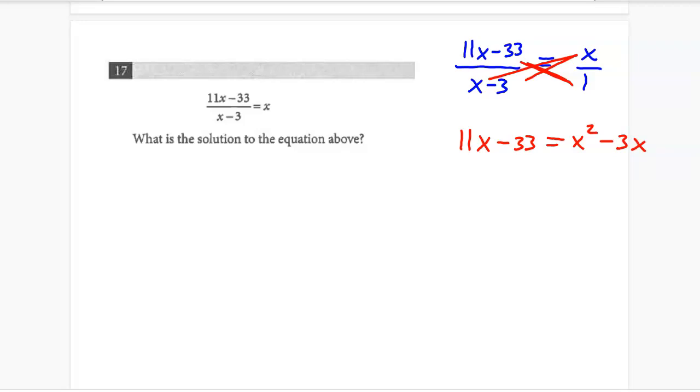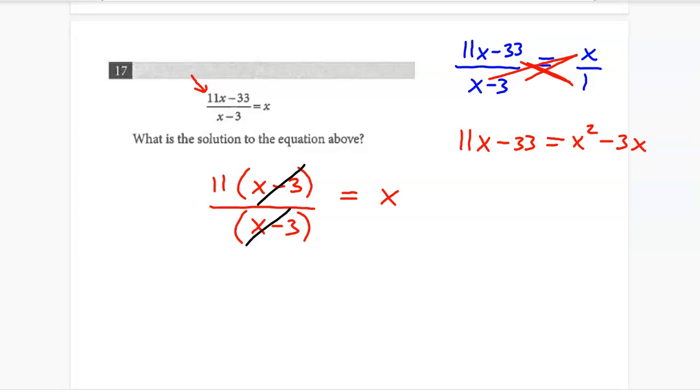I'm going to try to factor in this top piece. I see I can pull an 11 out. And when I factor an 11 out, it's kind of like reverse distributive property. I'm going to get 11 times x minus 3 all over x minus 3. And that equals x. And now since I have an x minus 3 on top and bottom, they can cancel out. And I simply just end up with x equals 11. That is way easier than over here.